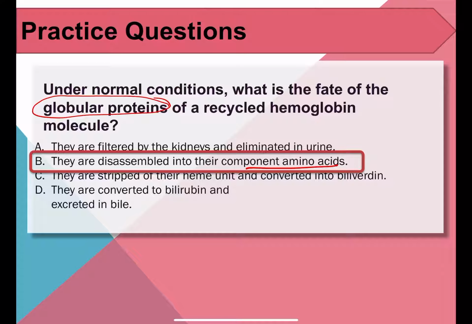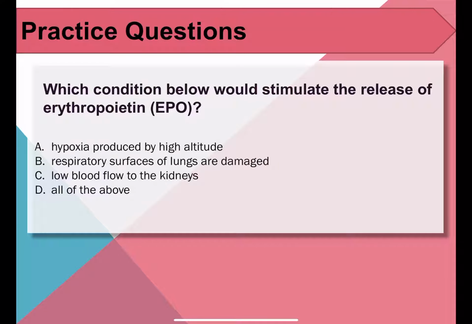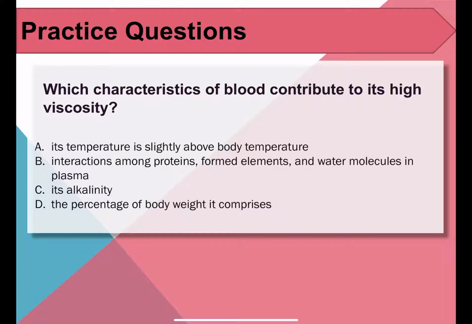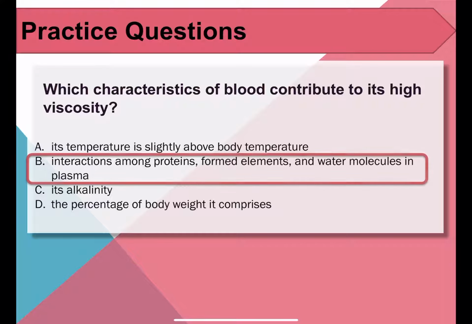Okay. Which condition below would stimulate release of EPO? We had 4 things, and all of these was one of those 4 things that we talk about that can release or trigger the release of EPO. Which characteristic of blood contribute to its high viscosity? Interaction with proteins, lots of formed elements in there, and water molecules within the plasma itself. All of these kind of interact with each other in a sense that contributes to that viscosity.